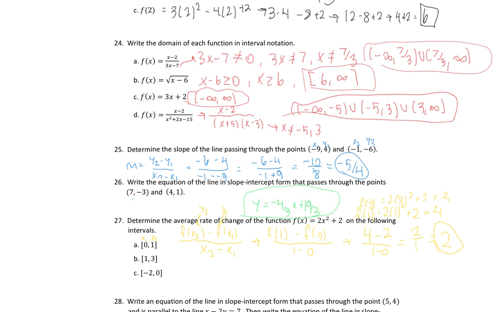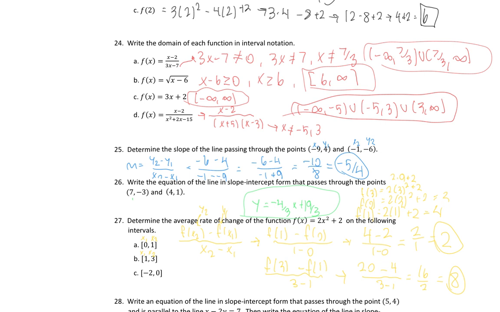Going on to part B, again, I'll say this is x1, that's x2. It's going to be f of x2 minus f of x1 over x2 minus x1. So it's going to be f of 3 minus f of 1 over 3 minus 1. Well, f of 3, we can plug 3 in. So 2 times 3 squared plus 2 is the same as 2 times 9 plus 2. That's 18 plus 2, which is 20. f of 1, well, we figured that out earlier. That's 4 over 3 minus 1. So that's giving us 16 over 2, which is 8.